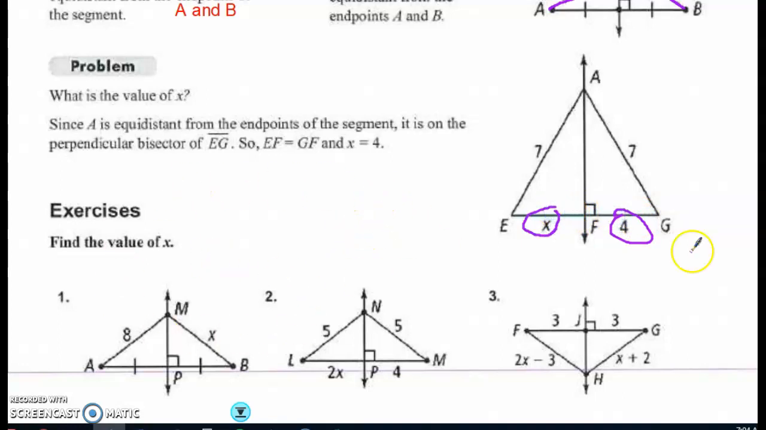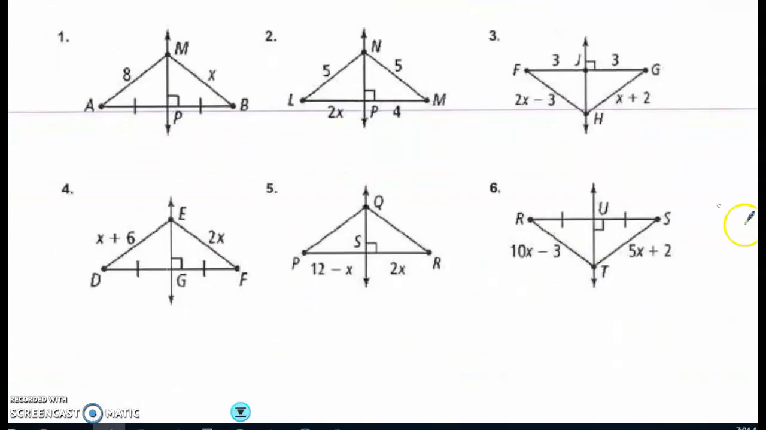So what I would like you to do is just these 6 problems, and we'll have a real easy day. There'll be a Google quiz for you.